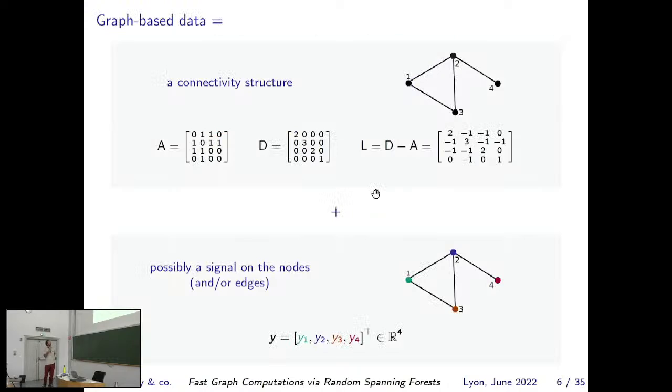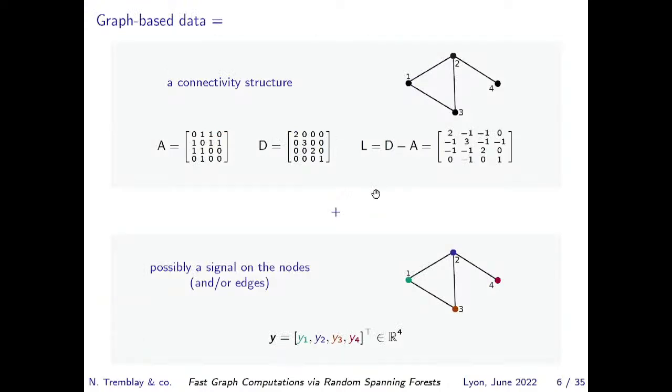Okay, so what I'm going to talk about, when I say graph-based data, in general, there will be a connectivity structure. So here, this is an instance of a graph. I have the adjacency matrix, the degree matrix, and the Laplacian matrix, which is one minus the other. And possibly a signal on the nodes.